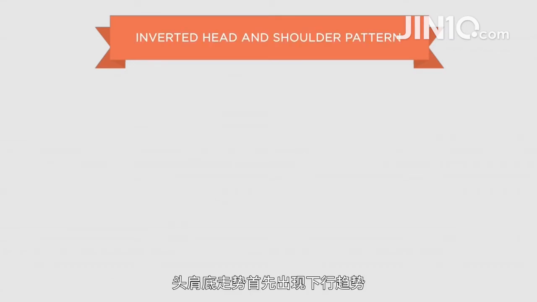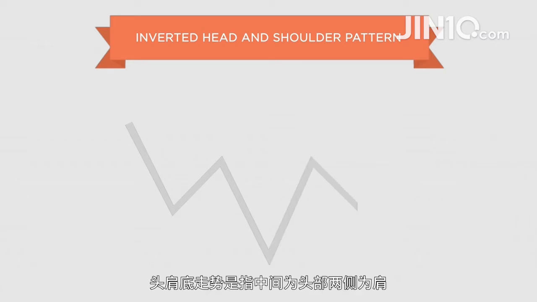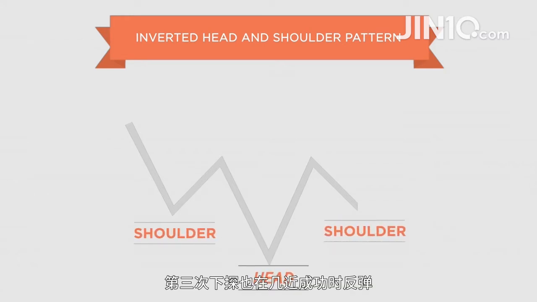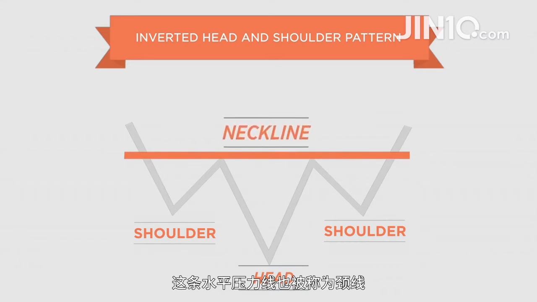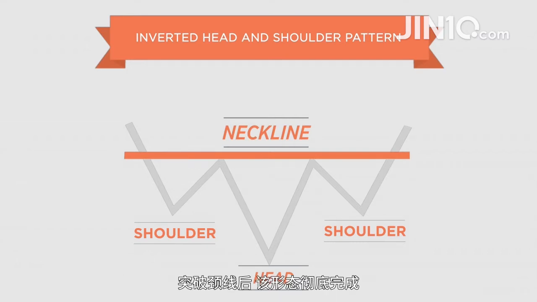Now for the inverted version of the head and shoulders, we first need a downtrend. The pattern is when the markets attempt a breakdown thrice but fail. Now it's called the head and shoulders because we have the head right here and 2 shoulders on either side. The second attempt was almost successful, but it was a false breakdown. We also have a support line here, also called the neckline. And finally, when this neckline breaks, we know that the market has reversed and the trend is now upwards. At this point, after the breakout and the neckline is broken, the pattern is considered complete.